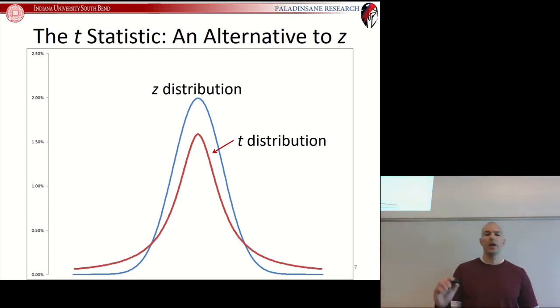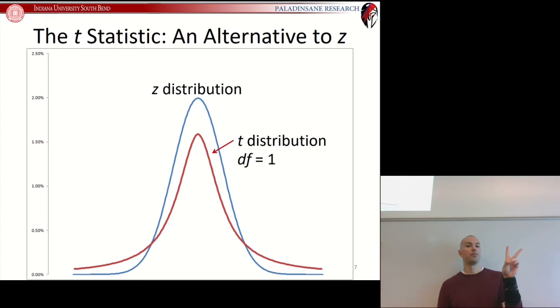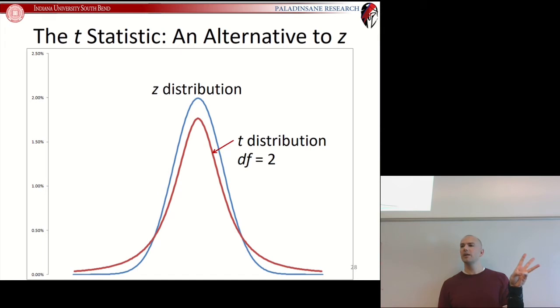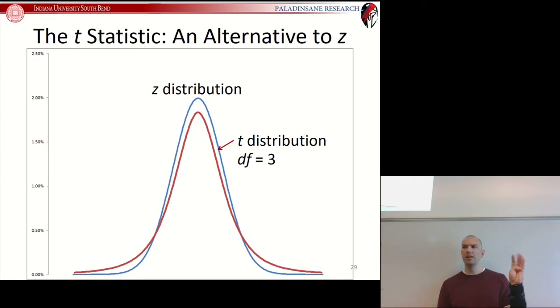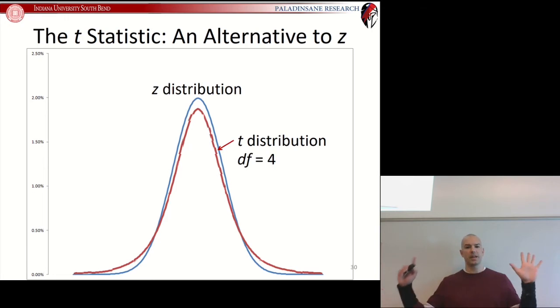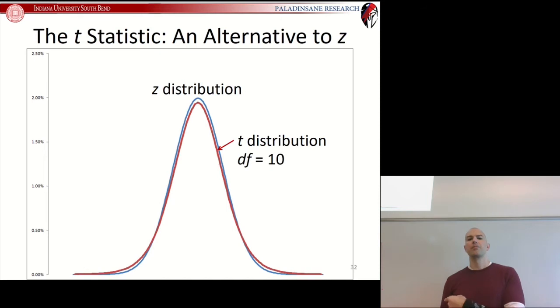So that's the first difference between a t distribution and a z distribution. The other difference is that a t distribution, the shape of it changes as your sample size gets bigger. So for this t distribution, this is for 1 degree of freedom, i.e. a sample size of 2. If we go to a sample size of 3, this is what our t distribution looks like. If we go to a sample size of 4, so 3 degrees of freedom, that's what it looks like. Sample size of 5, 4 degrees of freedom, that's what it looks like. Sample size of 6, 5 degrees of freedom, that's what it looks like. Sample size of 11 with 10 degrees of freedom.